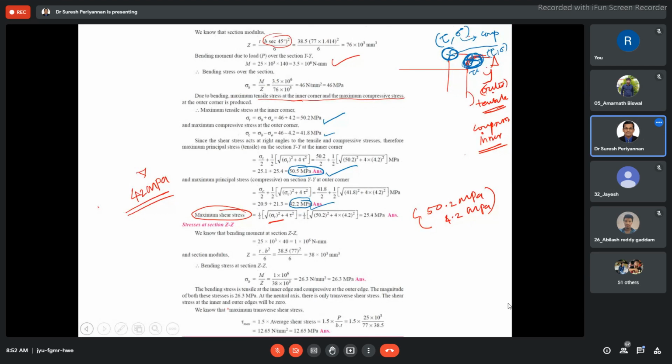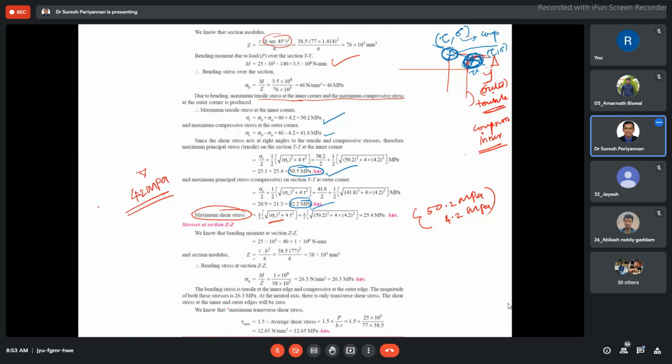Now, the ZZ section is not at an angular orientation. The cross section is perpendicular, so you can very easily find the stress component in this region. What is the bending moment? Here, the bending moment is the vertical load times the horizontal distance, only one component. Earlier, in the inclined region we discussed, we considered both the vertical and horizontal components of P, P cos 45 and P sin 45, and found the stress component at each point.